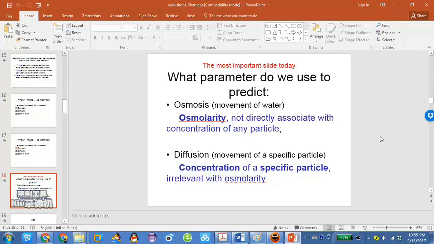Very different. The process of diffusion is only related to the concentration of a specific particle, is irrelevant with osmolarity, is irrelevant with the overall osmotic pressure of a specific solution.